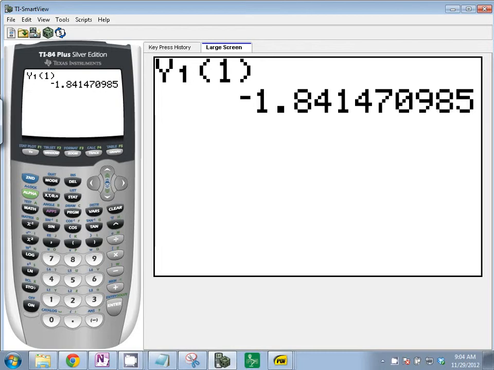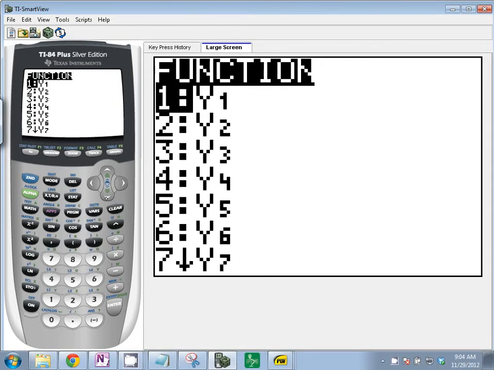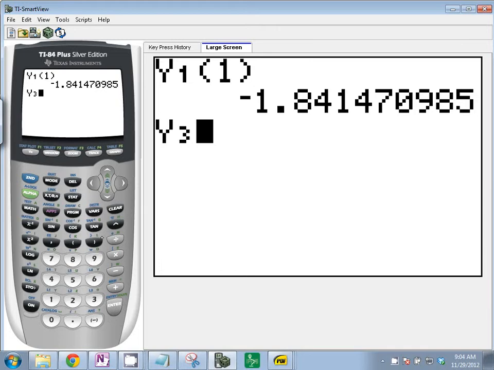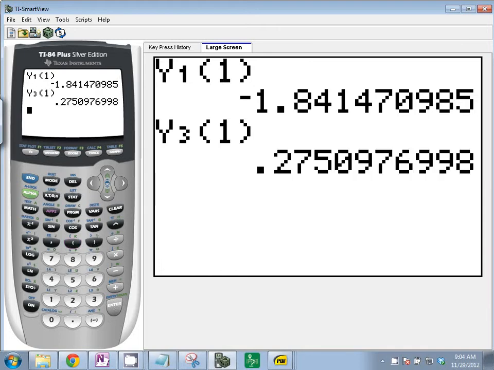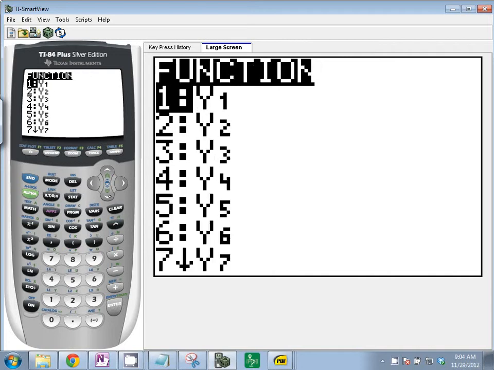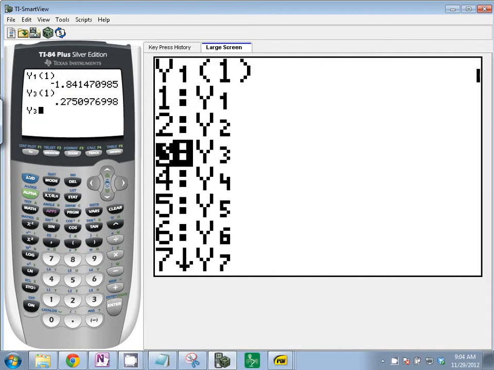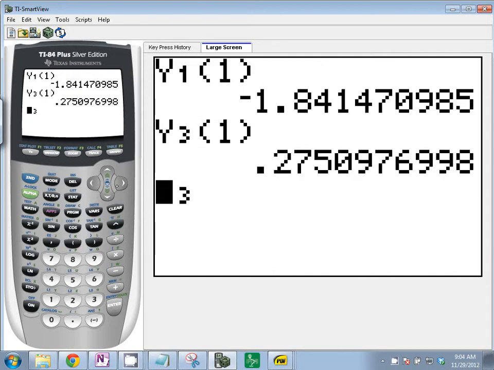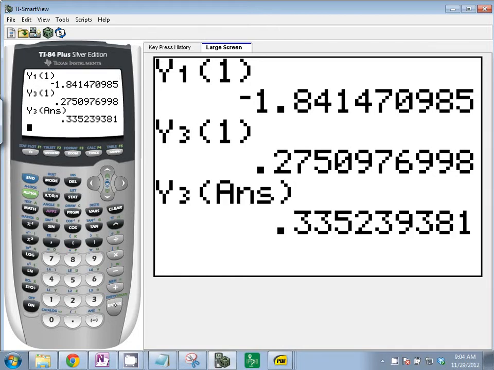So then what do I do instead? I do vars, y vars. Is that y1? So it's y3 evaluated at 1. Good. And then vars, y vars, you do y3 again of answer, right? And now you just mash the enter button. I said, how many decimals do you want this to be accurate to? 8. Second enter.